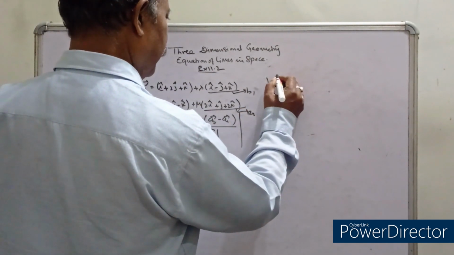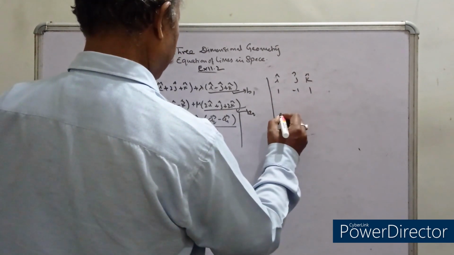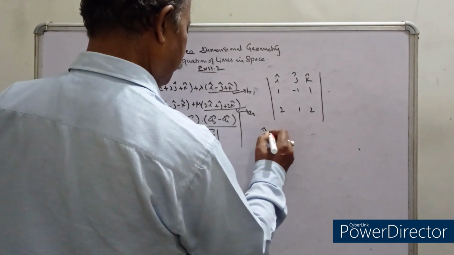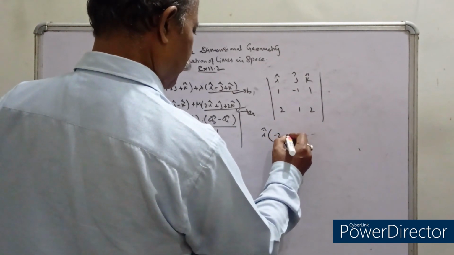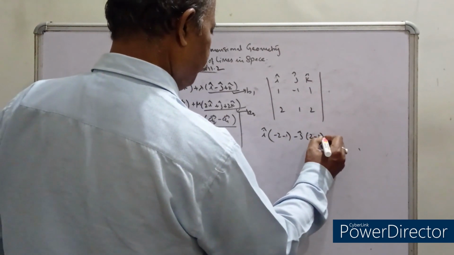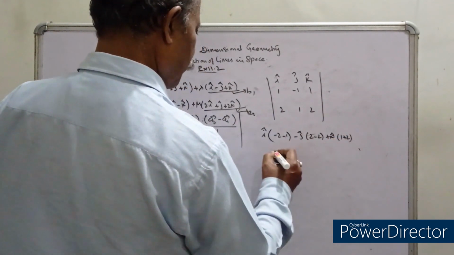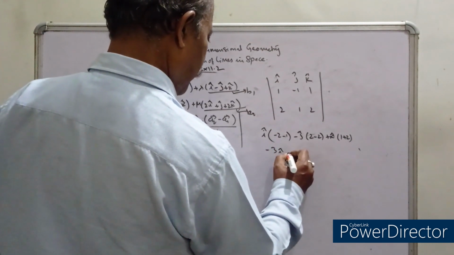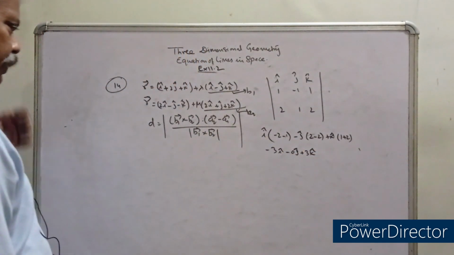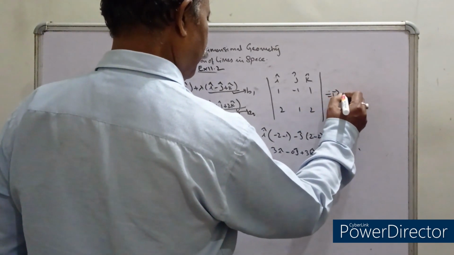So this is i, j and k, then 1, minus 1, 1 and 2, 1, 2. Expanding, this is i cap times minus 2 minus 1, minus j cap times 2 minus 2, plus k cap times 1 plus 2. So this is minus 3 i cap minus 0 j cap plus 3 k cap. This is b1 vector cross b2 vector.